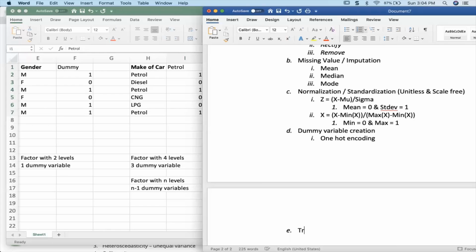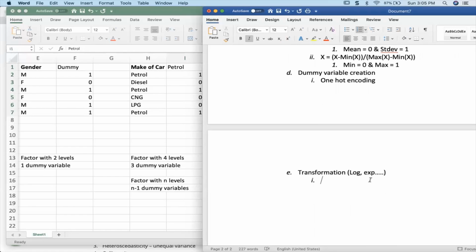All right. Then we have transformation: log transformation, exponential transformation, reciprocal, square root, and all that. When do you do transformation? When your data are non-linear. If you want to make the data linear, you will do transformation.